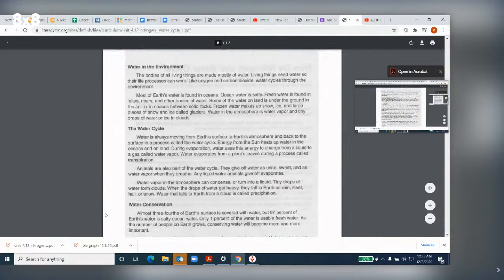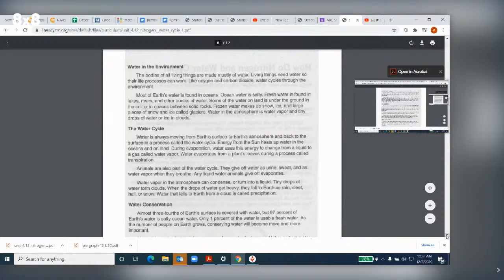Okay. It says about 3/4 of Earth's surface is covered with water, but 97% of the Earth's water is salty ocean water. Only 1% of the water is usable fresh water. As the number of people on Earth grows, conserving water will become more and more important. So like it says, only 1% of the water in the world is fresh water.